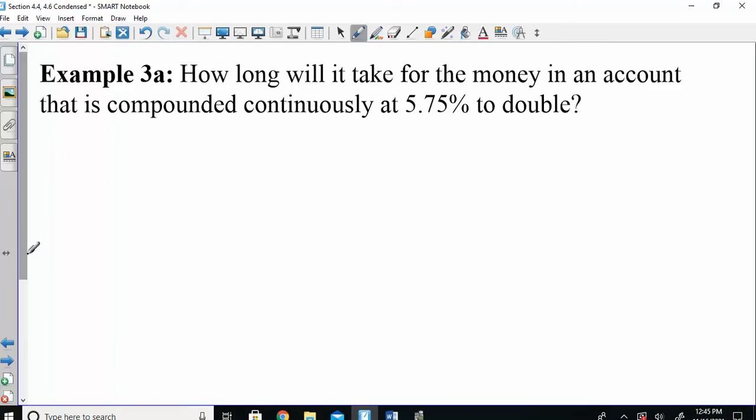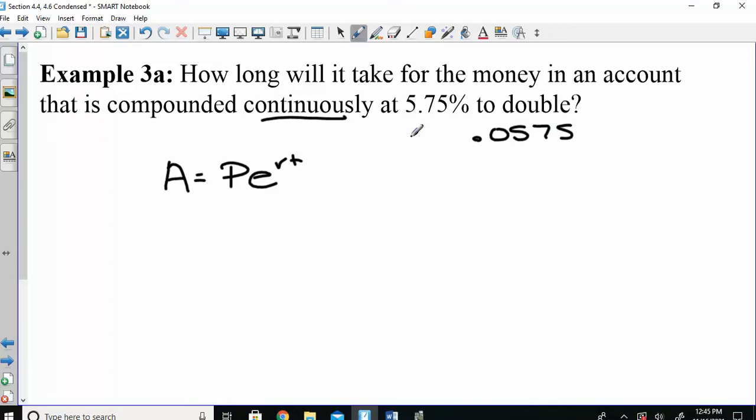How long will it take for the money in an account that is compounded continuously at 5.75% to double? So continuous interest, that's your A equals P e to the rt. What's the 5.75? That's our rate, 0.0575. Okay, I just said I want it to double. Did I tell you how much you started with? No, so pick an amount.